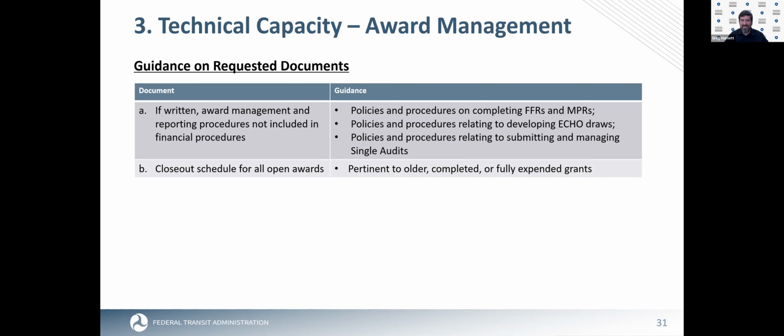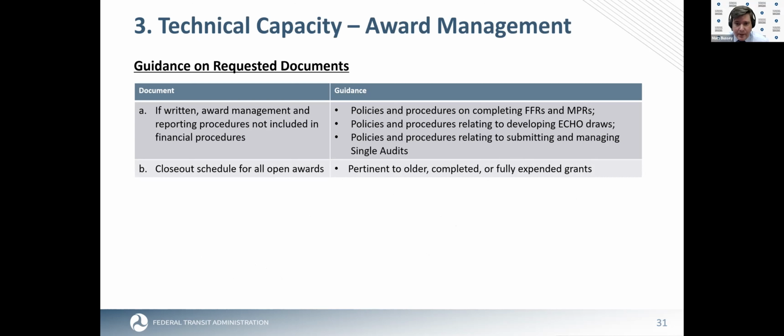Great, so back to you, Matt. Yeah, thank you, Greg. So now we'll talk about technical capacity, which, as we mentioned earlier, is actually broken into 3 different sections. There's technical capacity award management, there's technical capacity program management, and there's technical capacity project management. So let's go through each of those and look at what they're requesting.